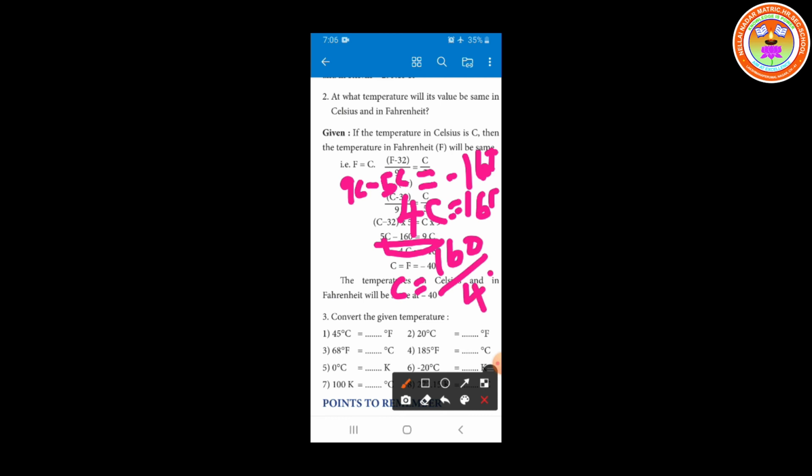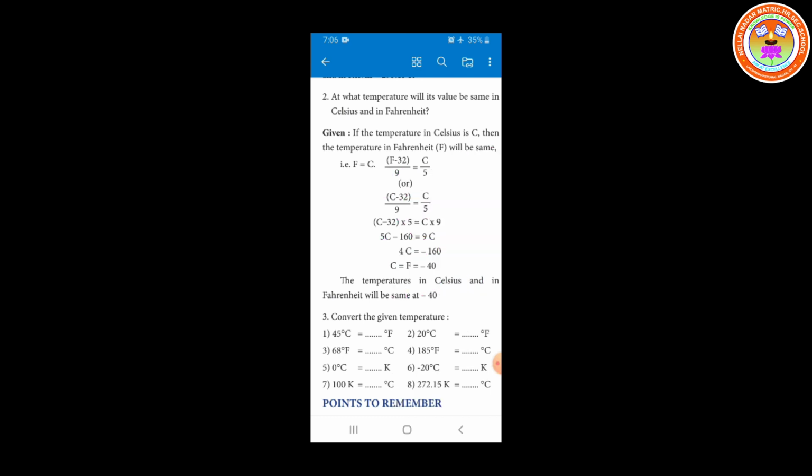So we can simplify this. 4 times 4 is 16, so 40. So what's the answer here? 40. Let me explain once again.